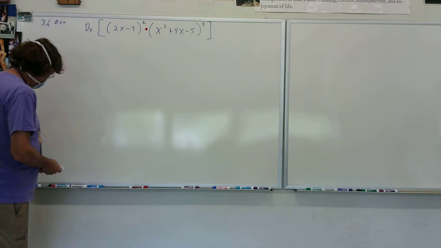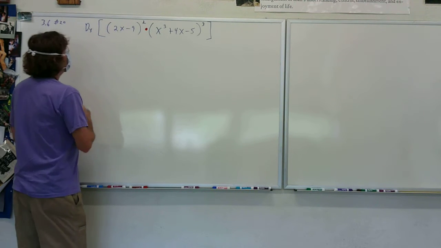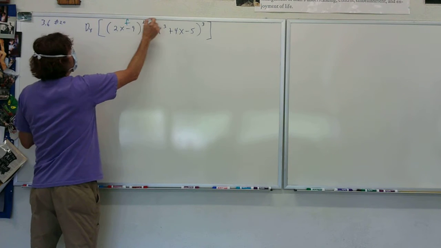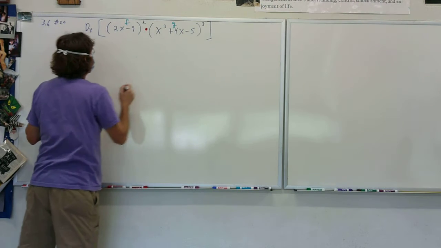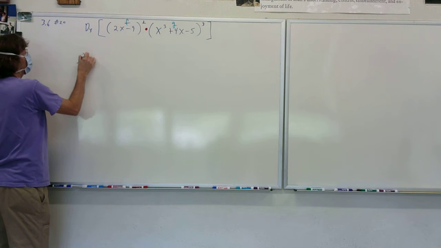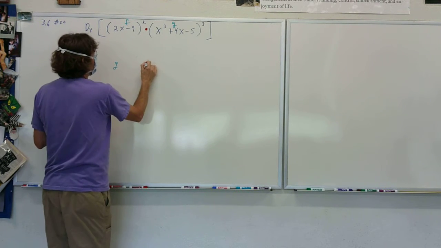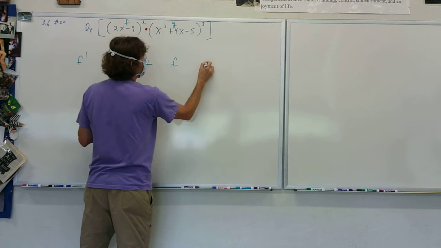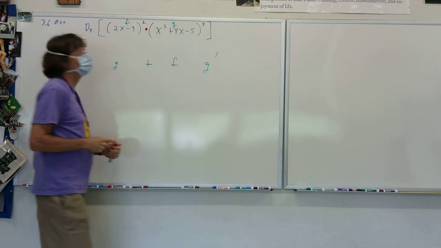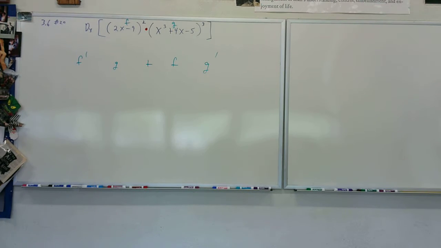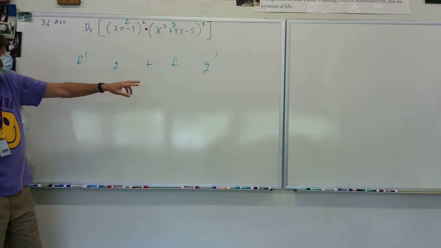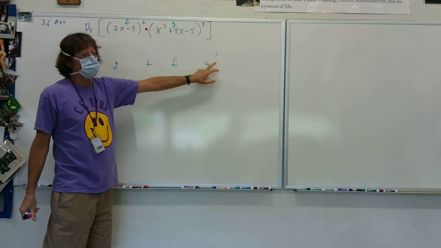And I'll even give you a little more help. Call this F, call this G. The derivative is going to be F prime times G plus F times what? G prime. And when you take the derivative of the F, you're going to have to use a power rule. And when you get down here and take the derivative of the G, you're going to have to use a what? Power rule.